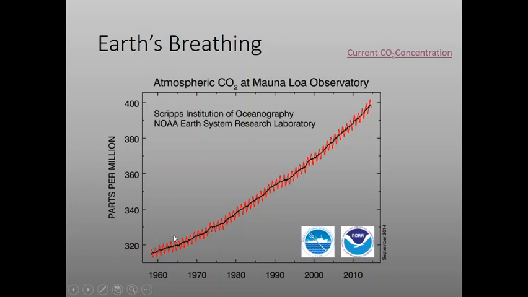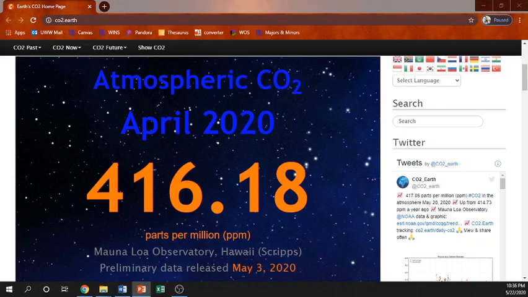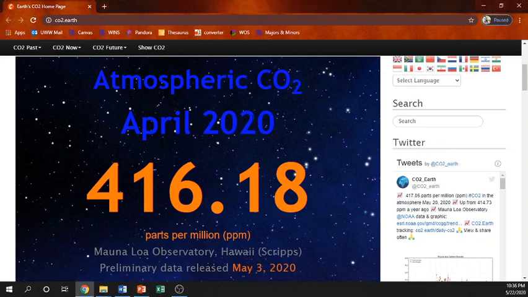Yes, we've had that fluctuation, that Earth breathing here, due to the photosynthesis in the summer, but it's also going steadily upward. So let's look then and see what the most recent data set is. And there we go. The atmospheric CO2 concentration as of April 2020 was 416 parts per million.